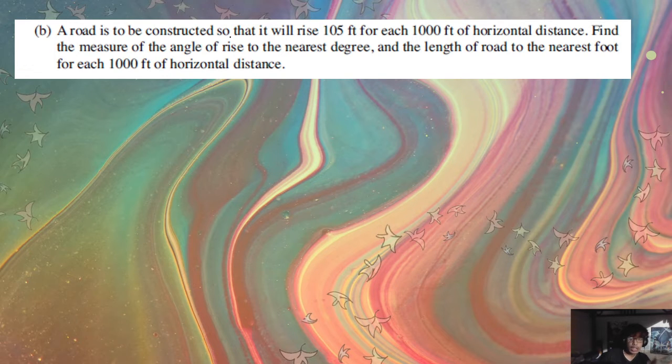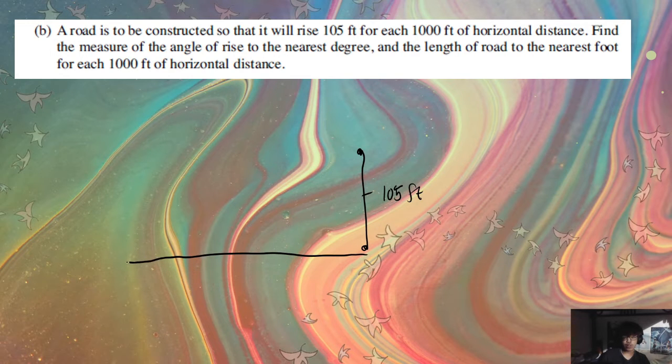Now, what would this look like if we're going to draw it? We're going to try to illustrate it here on our board. It says that this road is going to rise, so it kind of looks like a ramp, like a skateboard ramp or anything that has a slope on it. So let's try to construct that. It's going to rise 105 feet, and it has a horizontal distance of 1,000 feet, so it's kind of like 1 kilometer.